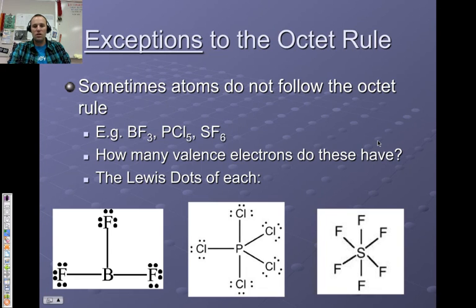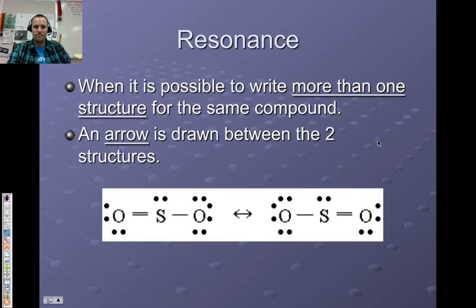There are a couple of exceptions to the octet rule. I just want you to know that they're out there. These are common examples and the Lewis dot structures of each one. You'll notice that boron, for example, in the first one only has 6 electrons. He's happy. He doesn't need 8. Phosphorus and sulfur have more than 8 electrons, and they're happy. They can have more than 8 electrons in their energy levels, in their outermost energy levels. So look through those, write down how many valence electrons each have, and draw the Lewis dot structures into your notes.